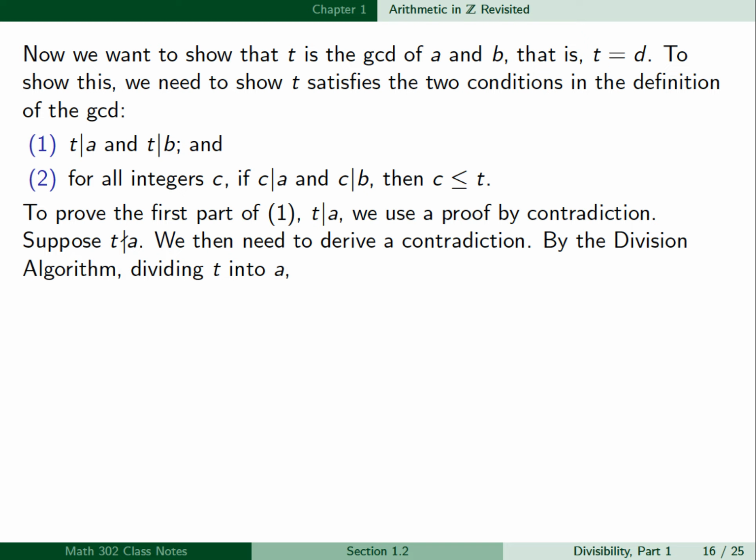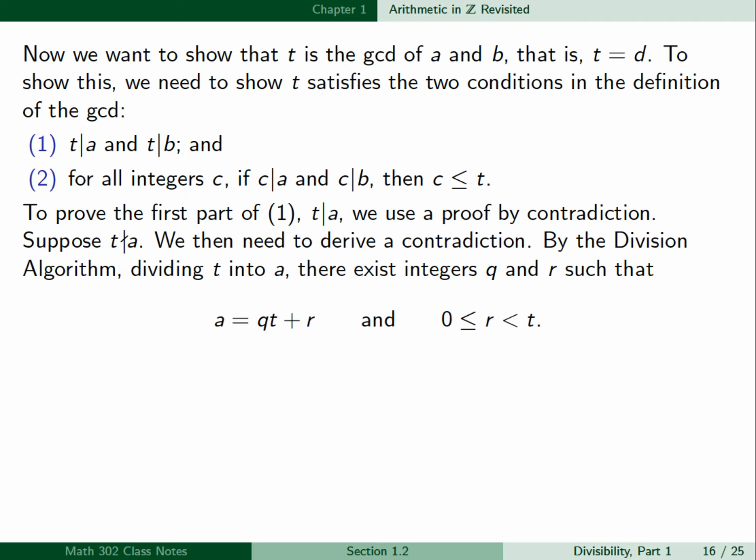Now by the division algorithm, dividing t into a, there exist integers q and r such that a is equal to qt plus r, and 0 is less than or equal to r, which is strictly less than t. Now since we're supposing that t does not divide a, then the remainder r must be greater than 0. It cannot be equal to 0.